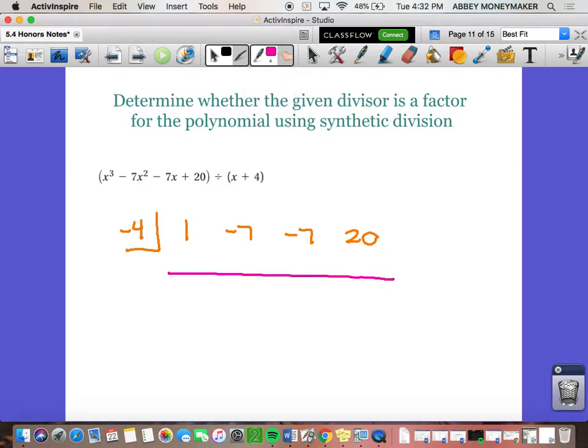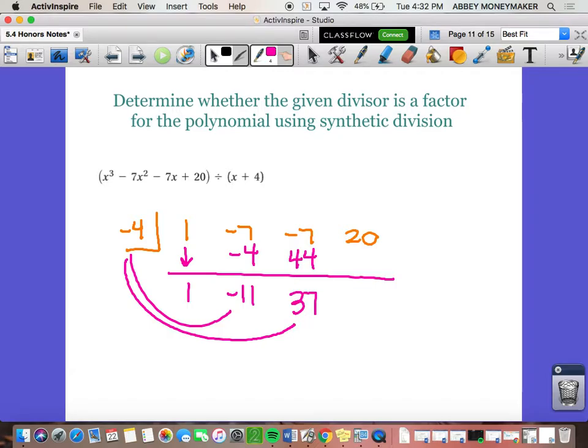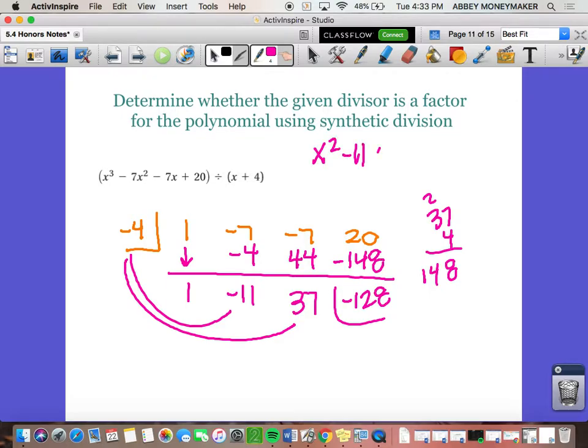So again, I'm going to draw my line, and I'm going to bring my first term straight down. Negative 4 times 1 gives me negative 4, and I add down to get negative 11. Negative 4 times negative 11 gives me positive 44, and I add down to get 37. And then I take negative 4 times 37. That gives me negative, what is 37 times 4? 148. All right, so then I have a remainder of negative 128. So I would say my quotient is x squared minus 11x plus 37 with a remainder of negative 128.